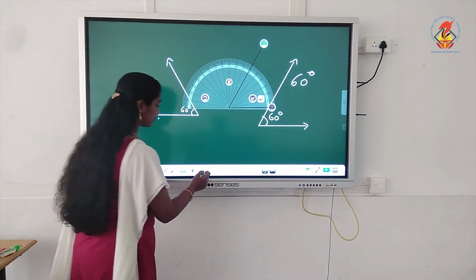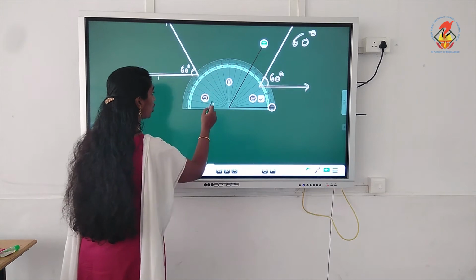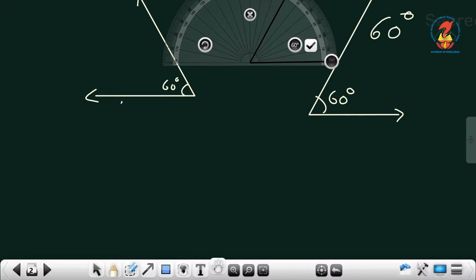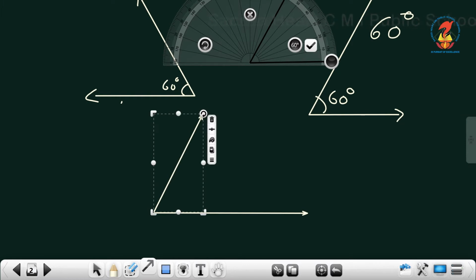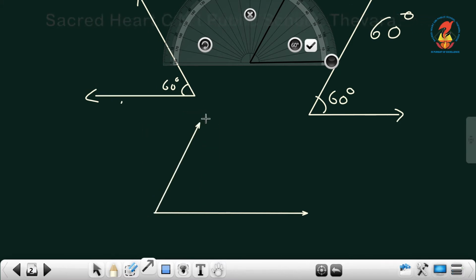Now, suppose I have drawn one angle over here. Okay, what type of an angle is this, children? This is an acute angle, because the angle is smaller over here. See, it's smaller than 90 degree. I want to measure this angle. Angle is given to me. I have to measure it. So, what I will do?